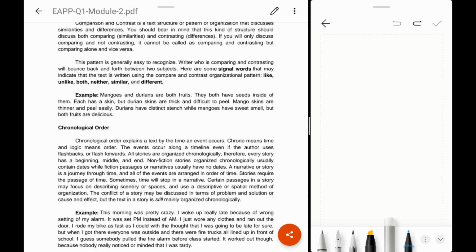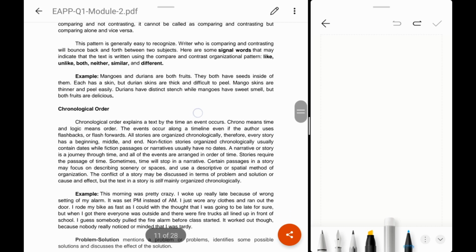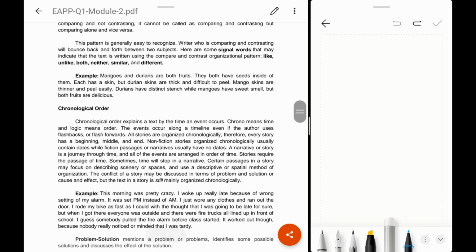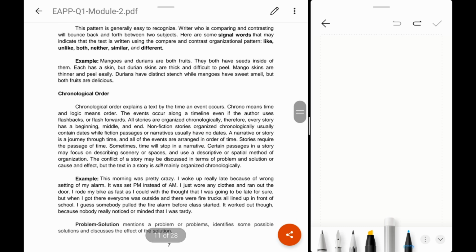I believe, guys, it's very easy for you to identify whether the text structure used by a writer is following a comparison and contrast format. Because it's easy to identify. Once a writer is giving similarities and differences, of course, it's comparison and contrast right away. Especially with the presence of these signal words like, unlike, both, neither, similar, and different. It's easy to understand. Let's look at the example here.